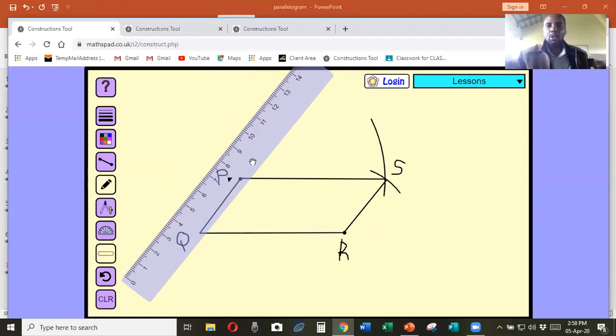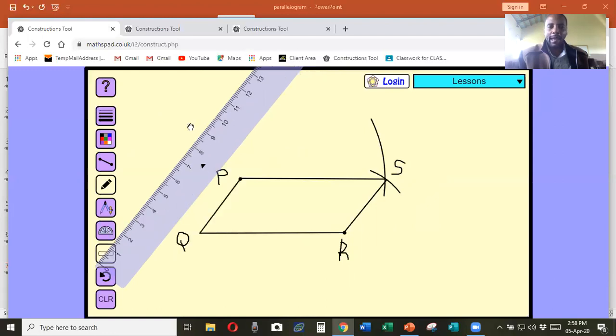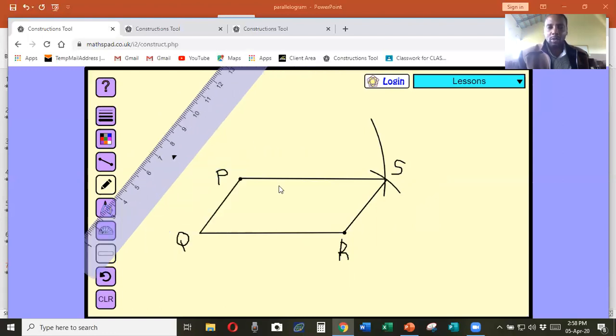Sometimes you can also be told to give the height of the parallelogram. So in this parallelogram, we don't have a height. Remember, a height cuts the base at 90 degrees. So if you want to get the height of this parallelogram, we are going to draw a line that cuts the base QR at 90 degrees. So I drop a perpendicular from P to line QR so that I get the height.